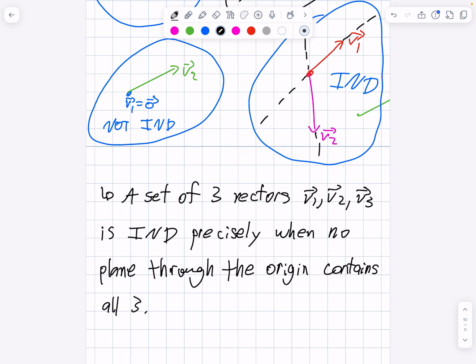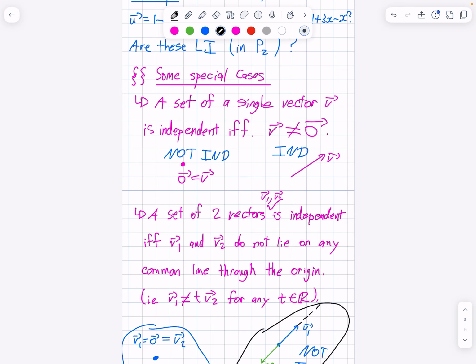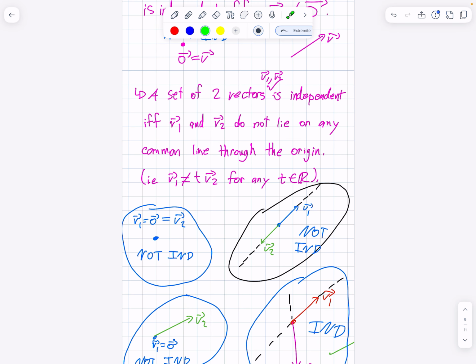Okay, so you can kind of see a pattern here. If we go back to when we only have a single vector, this single vector is independent if and only if no point through the origin contains that v. Now in the second one, when we have two vectors, we see they're independent if and only if no line through the origin contains both vectors.